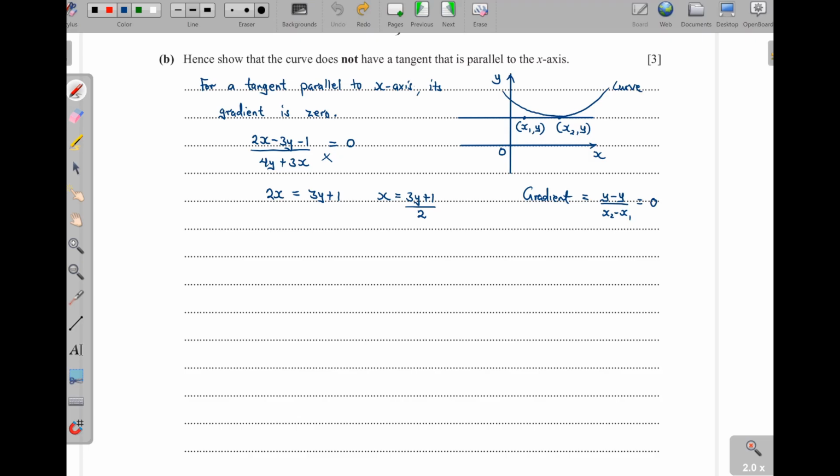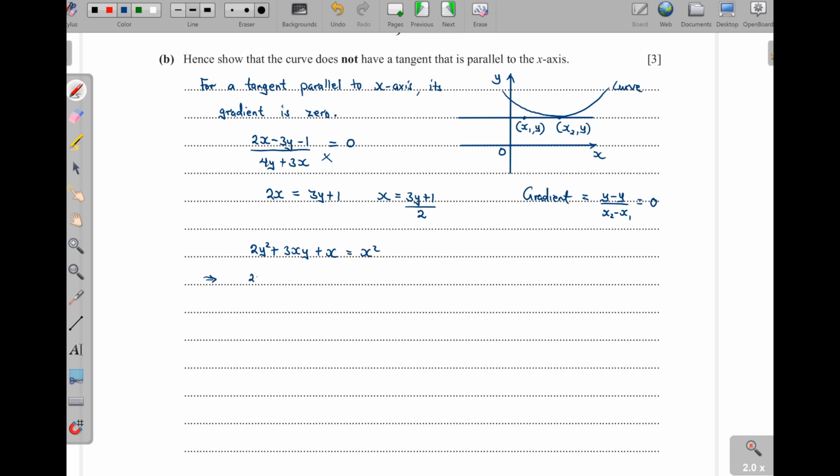Of those points through which the tangent passes. Okay, so now let us go to our curve. Remember, our curve is given as 2y squared, plus 3xy, and then plus x, which is equal to x squared.